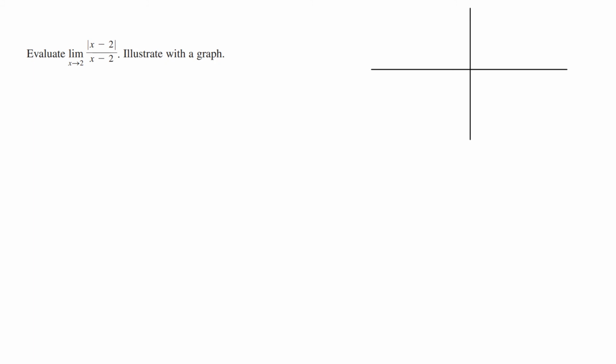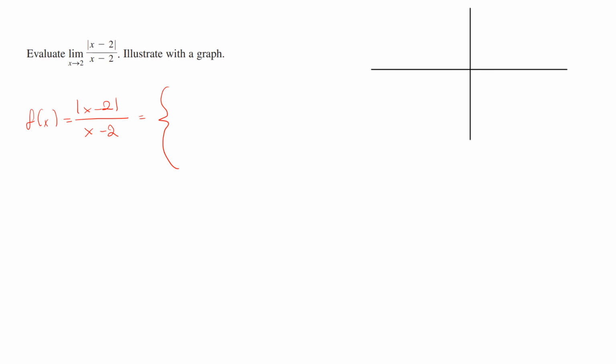For these ones, whenever you encounter an absolute value, it is in fact an indeterminate form. If I plug in 2 with direct substitution, I would get 0 over 0, which is an indeterminate form. But what we do is use a piecewise function and then solve it from one-sided limits to see if it actually exists or not. If it exists, we can find a number. If it doesn't exist, we're just going to say it doesn't exist.